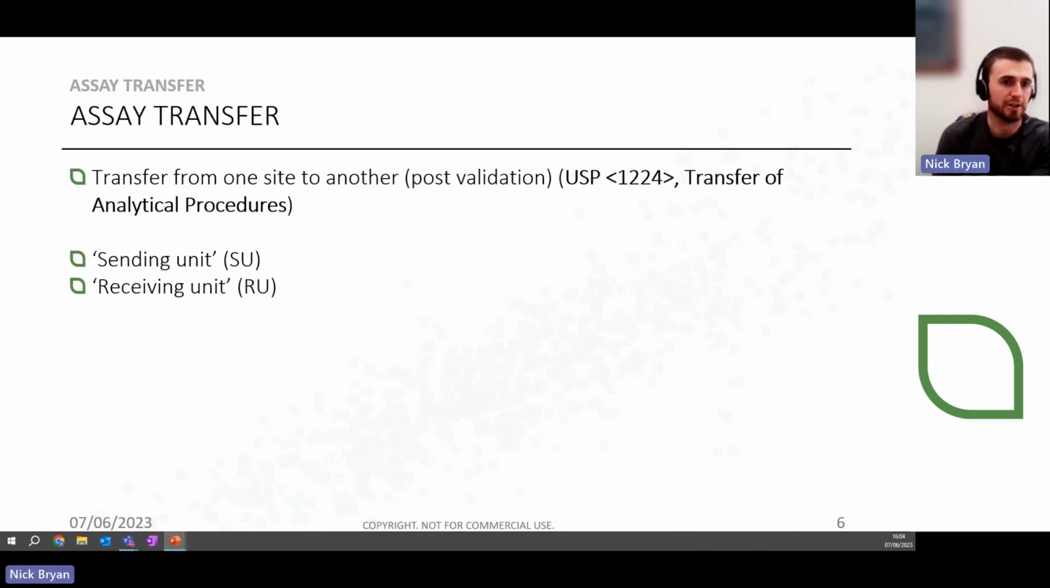It's a bit of terminology that we'll be using. So we'll be referring to the sending unit, which is also known as the transferring unit. And this is the site or laboratory where the analytical procedure originated. It's often where it was developed. The receiving unit is therefore the new laboratory where we're going to be transferring the method to.